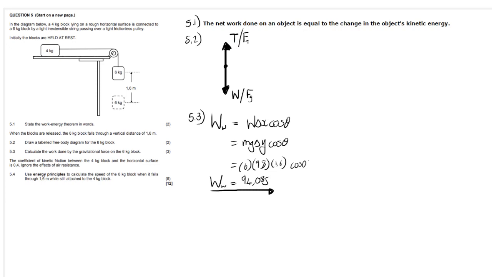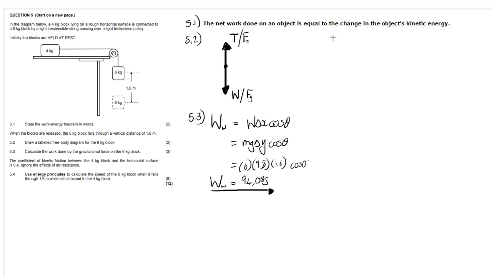That is very nice. It's very important for us to know that in this case, the blocks are released. The 6 kilogram block falls through a vertical distance of 1,6 meters. That's nice for us to know because we can talk about the energy that is done or the work that is done to this block. Okay, let's continue.